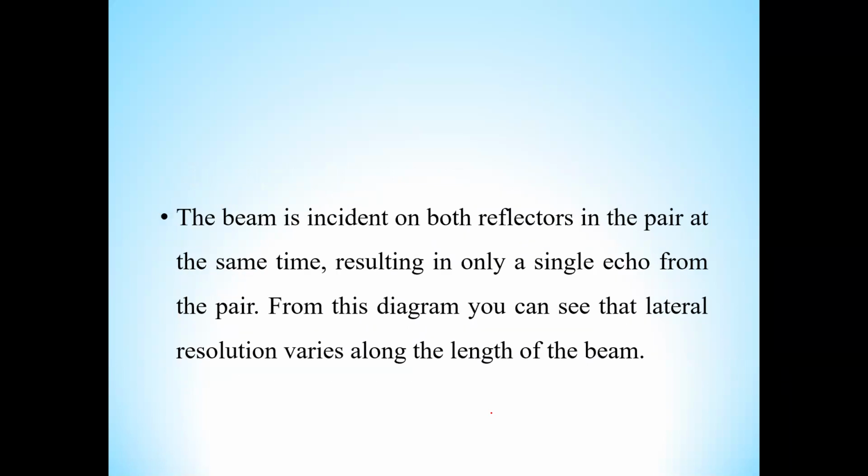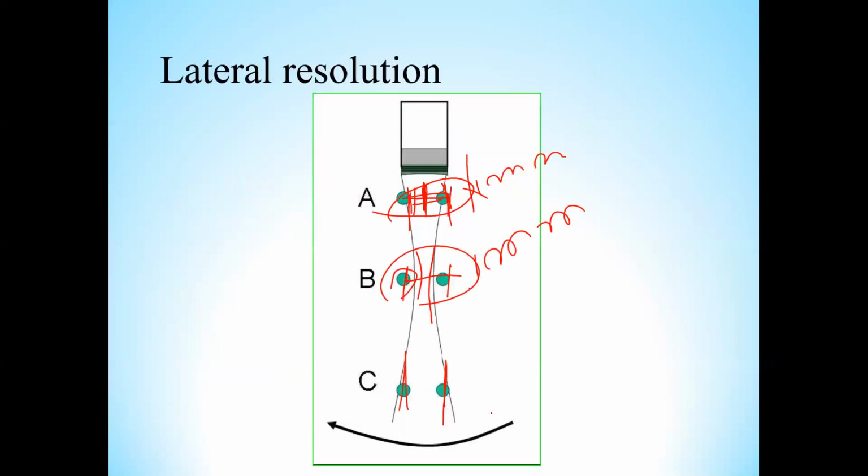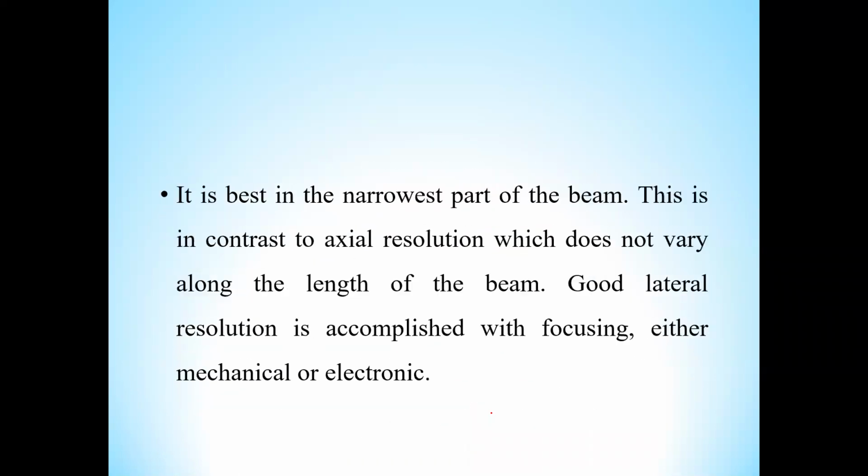The beam is incident on both a reflector and the pair at the same time, resulting in only a single echo from the pair, as you can see in the diagram over here. So here I explain everything.